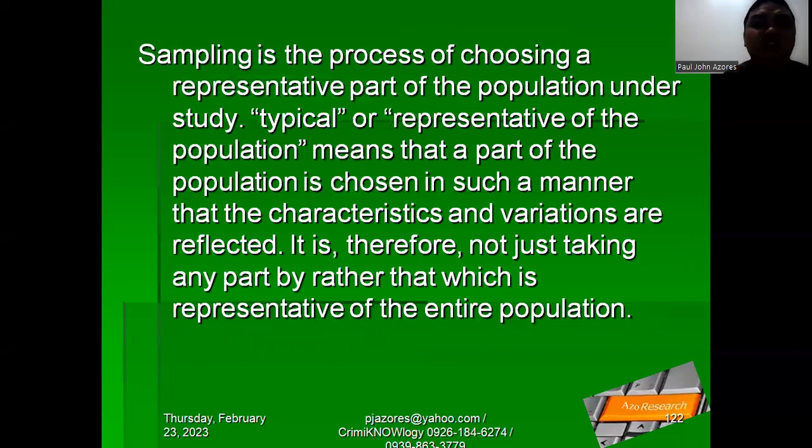Sampling is the process of choosing a representative part of the population. Typical or representative of the population means that a part of the population is chosen in such a manner that the characteristics and variables or variations are reflected. It is therefore not just taking any part, but rather that which is representative of the entire population. In short, a sample is the representation of the entire population.